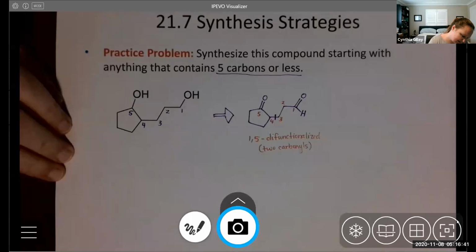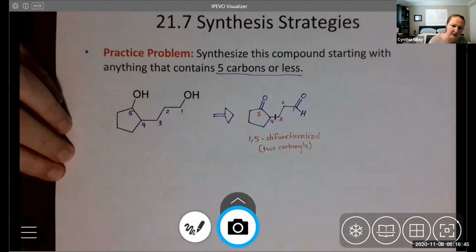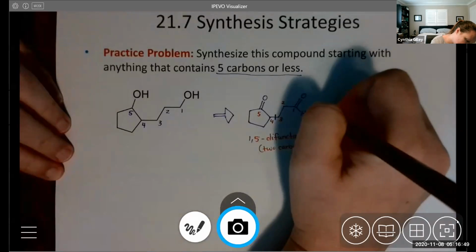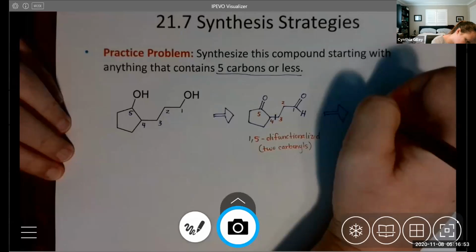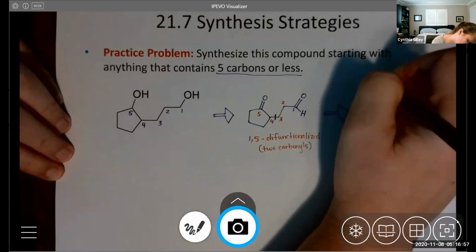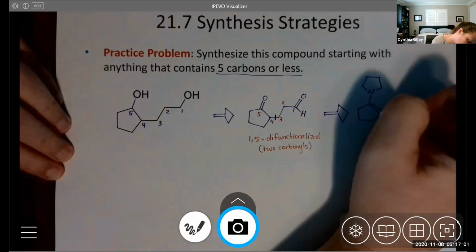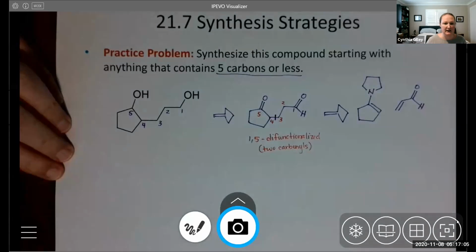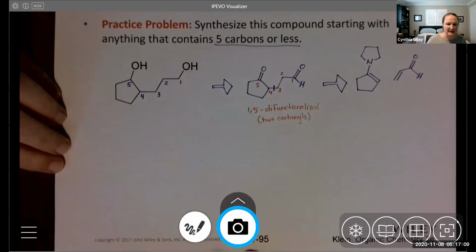Okay, so then if this is going to be made through a Michael reaction, specifically the Stork enamine version of the Michael reaction, right, then that means I am going to go back to an enamine, right, and a Michael acceptor, which in this case will be an alpha beta unsaturated aldehyde. Okay, so that's my general retrosynthetic analysis.